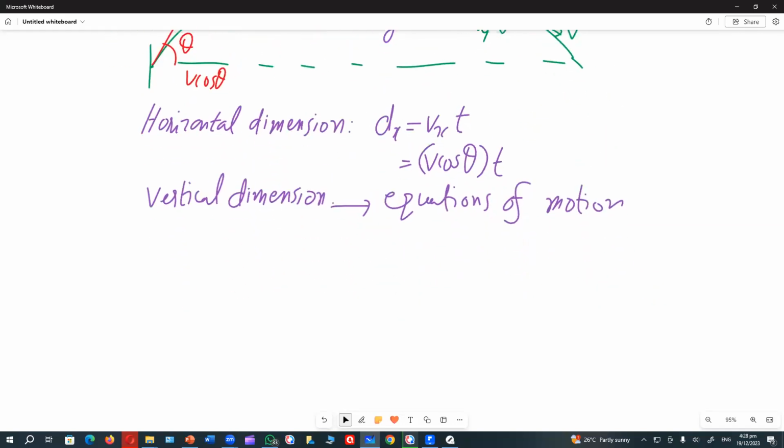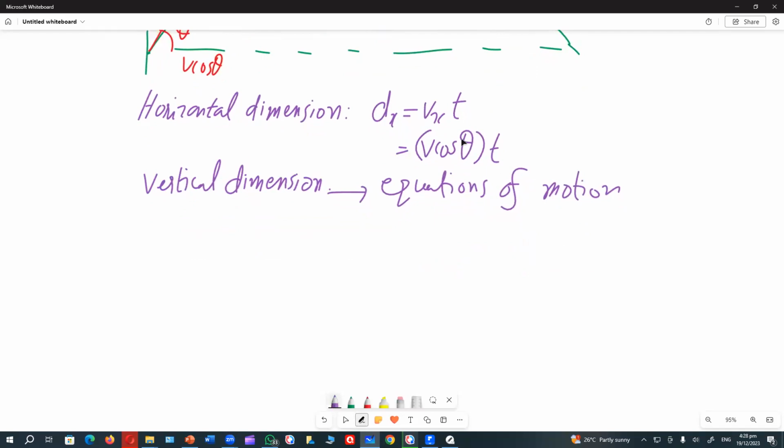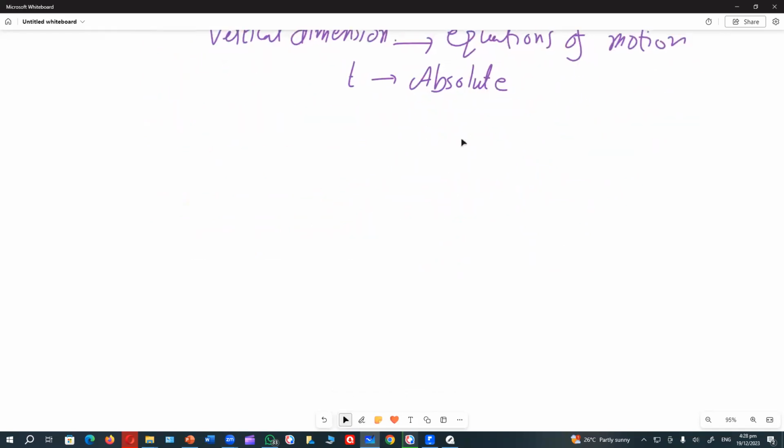So the time is not resolved. Time is absolute in this motion. If you calculate time for horizontal motion, you can use it for vertical motion too. Now, I move to my next topic after this quick revision of this chapter.